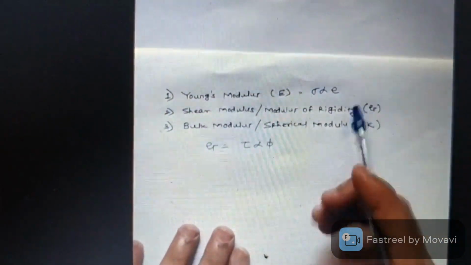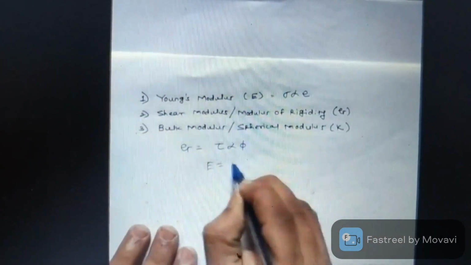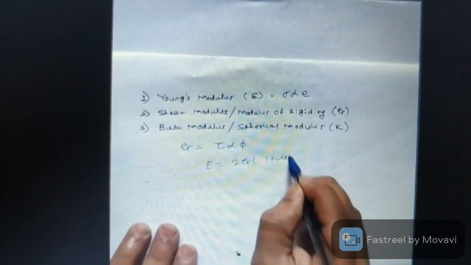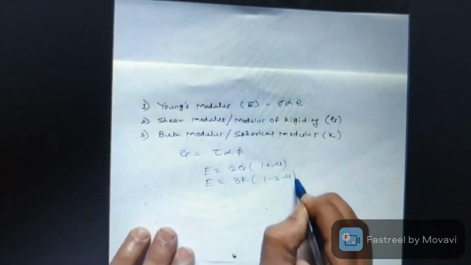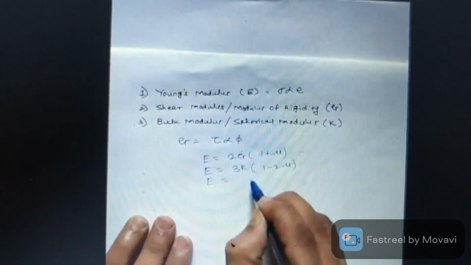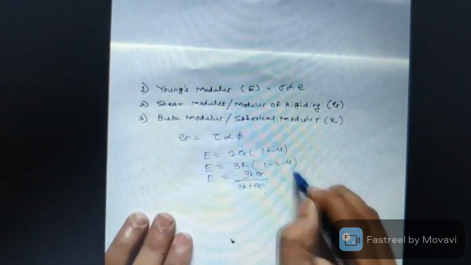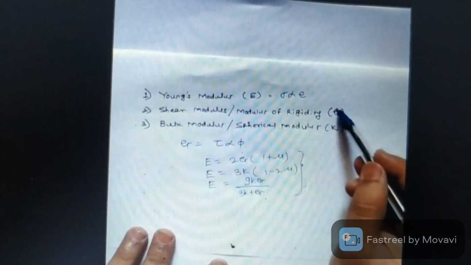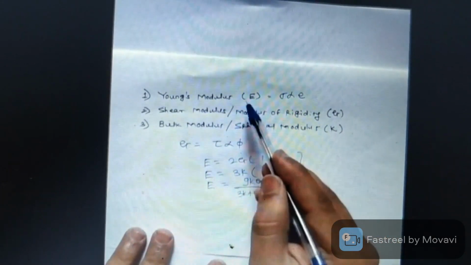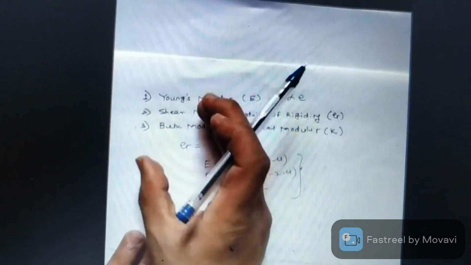There is a relation between these terms and Poisson's ratio. So E is 2 times G into 1 plus mu. Then again E can be written as 3 times K into 1 minus 2 mu, and E is equal to 9KG upon 3K plus G. So with these interrelations we can find out the different values for a material, and all these properties are material properties. So for steel, this E, G and K will be some particular value. For copper it will be a fixed value, and for brass that will be a fixed value. So these are material properties.